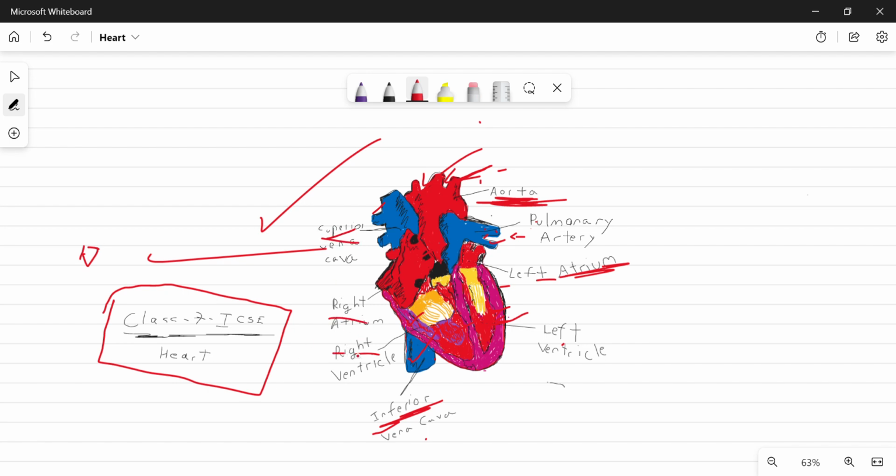Right ventricle, right atrium, inferior vena cava, left ventricle, left atrium, pulmonary artery, aorta. So yeah, this is it.